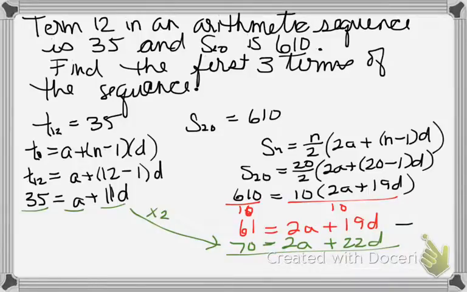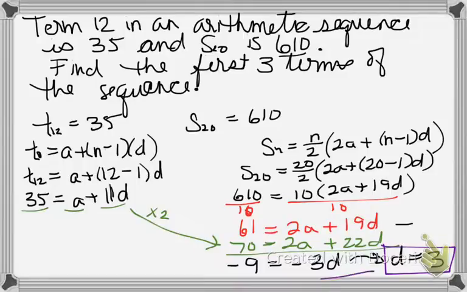So 61 minus 70 will give us negative 9. And 19 minus 22 will give us negative 3d. Okay, this tells me that d is equal to 3. Okay, so now that we have d is equal to 3, all I need to do is find the a value by plugging it back in, and then I can find the first 3 terms. So I'm just going to do that on the next slide so that we have enough space here.